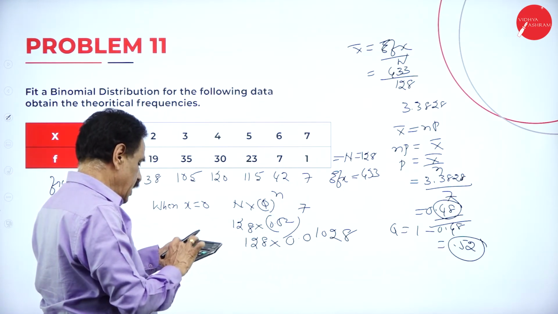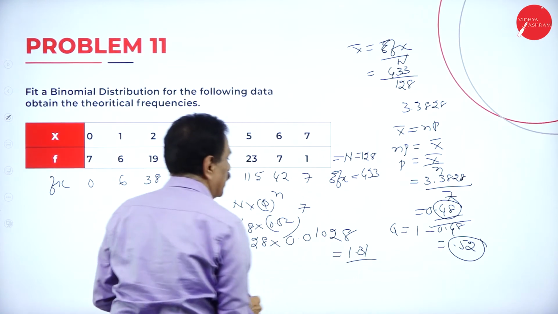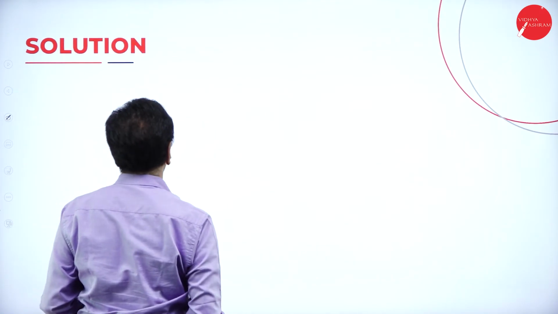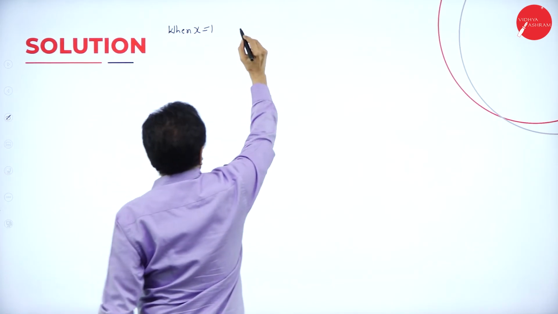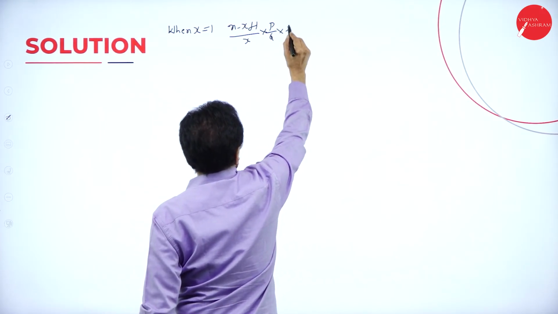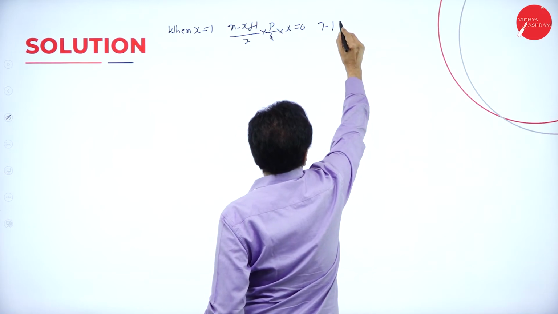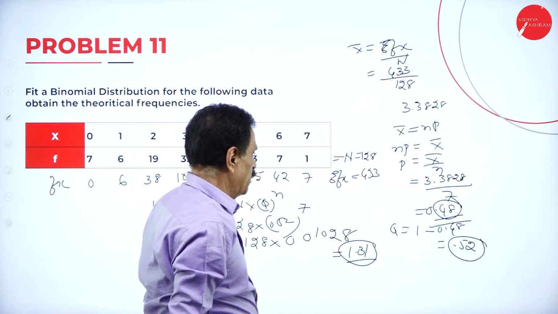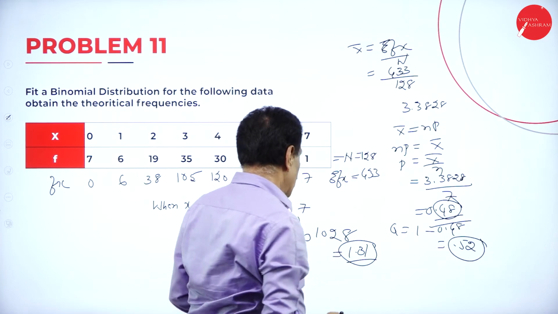Into 128, 1.31. Say 1.31. You'll apply now. 7 times you have to apply now. When x is 1, what's your formula? N minus x plus 1 divided by x into p divided by q into x of 0. Apply. N is 7 minus 1 plus 1 divided by x is 1 into p is 0.48 divided by 0.52 into what's value? 1.31.